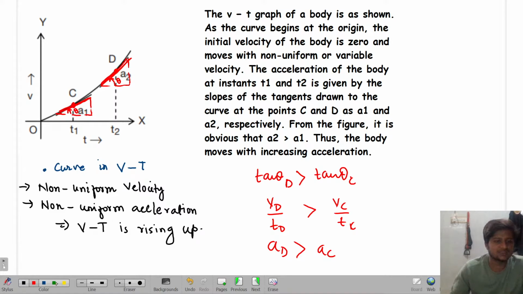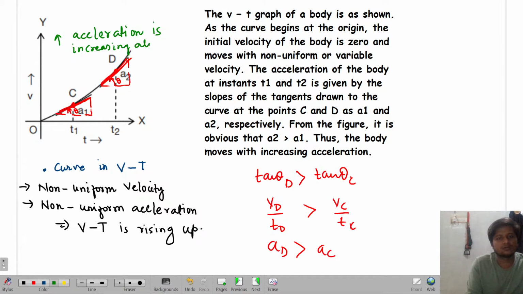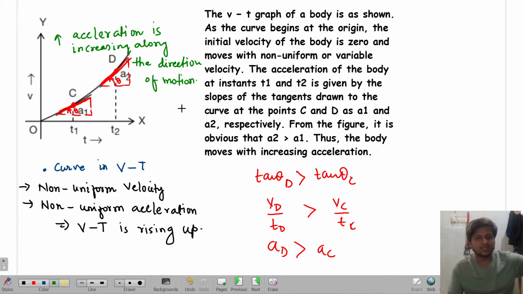If this is happening, this means acceleration is also increasing. So in this graph, acceleration is increasing along the direction of motion. First important conclusion. Understood or not, everyone? Since the slopes are increasing, the acceleration of the body is increasing along the direction of the motion.